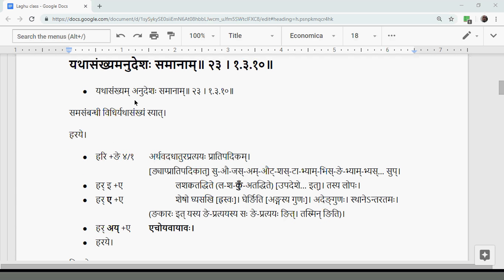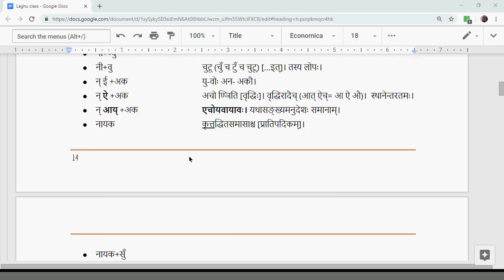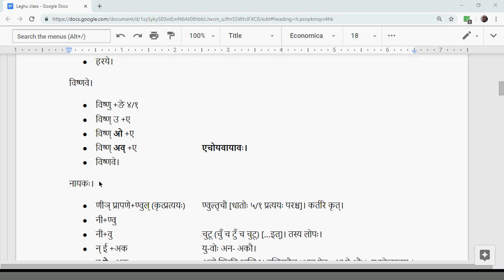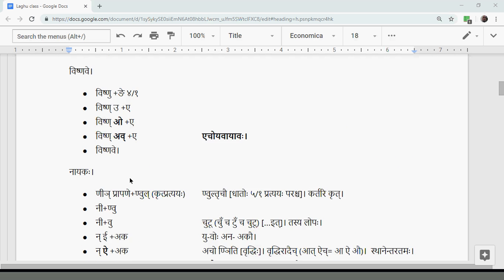As to how to understand the Adesha for the Sthani. If there are multiple elements, then which of the multiple elements of the Adesha are applicable to which of the multiple elements of the Sthani? Yatha Sankhya Manudesha Samanam says that if the number is equal in the Sthani and in the Adesha, then it is a one-on-one correspondence, respectively. Then we saw the examples for Echo Yavayavaha: Haraye, Vishnave and Nayakaha.